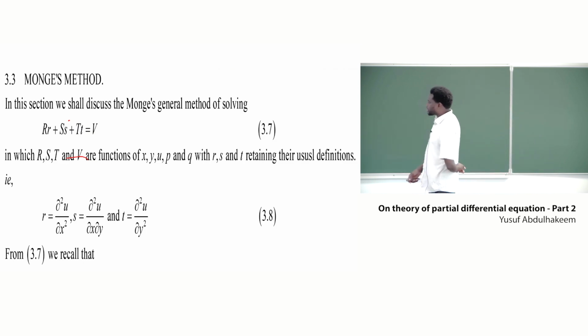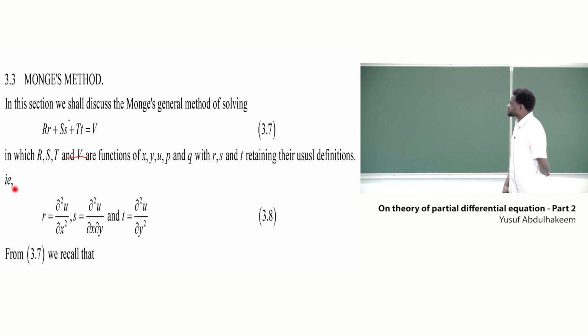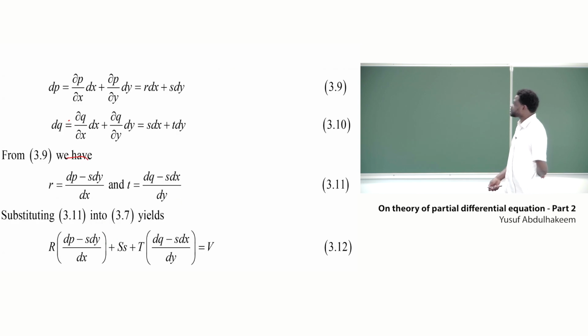Now, let us look at these transformations that we mentioned earlier. R is taken to be the second derivative of u with respect to x, which is also the same thing as ∂p/∂x. The same thing with this s. This is what we used to solve the other problem that time. And then we have t to be taken as this. So from 3.7, we recall that by the time you take the total derivative dp, we are going to have ∂p/∂x dx plus ∂p/∂y dy, and everything is equal to r dx plus s dy.